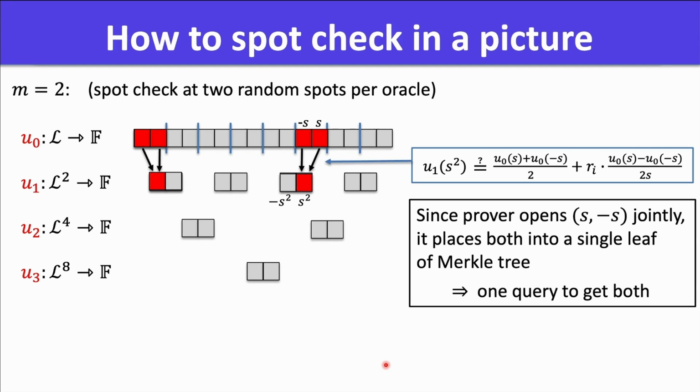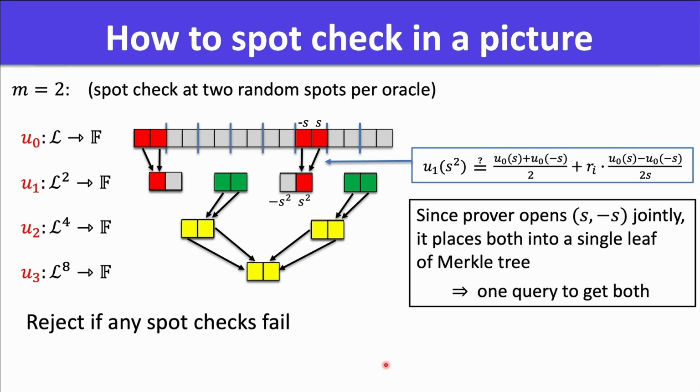So the spot checking procedure continues. We're going to choose 2 random points inside of u2. Here the green points are the points where we're going to do spot checking on u2. We open the corresponding points inside of u1 and we verify that those 2 points were computed correctly. Then we choose 2 random points inside of u3. Here there's not much to choose from, but in general, if u3 was bigger, you could choose 2 random points inside of u3 and verify that those 2 points were computed correctly. And again, we reject if any of those spot checks fail.